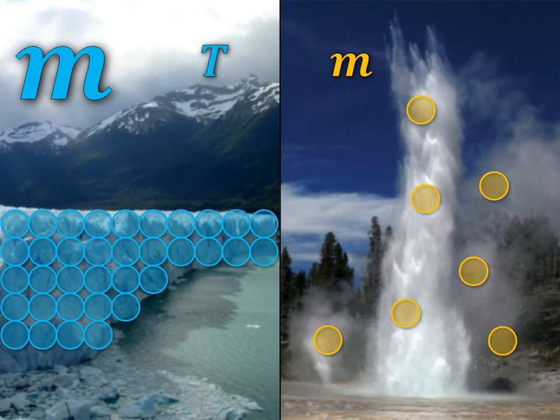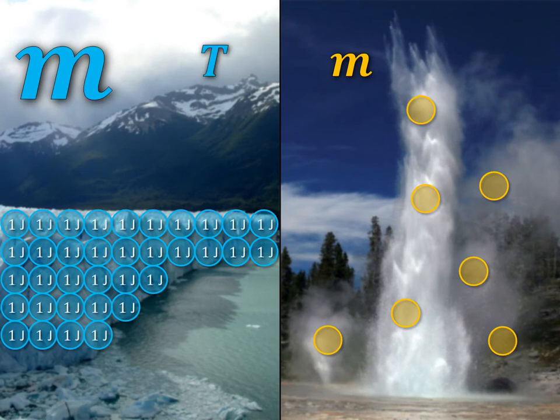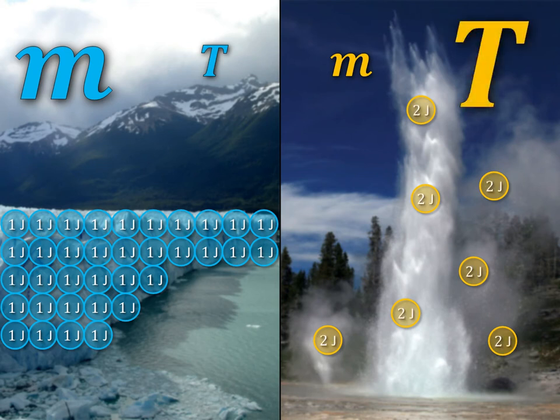We also know that the temperature of the glacier was low, which means the molecules have a smaller kinetic energy in the glacier than they do in the geyser, where the temperature is hotter. So suppose, for instance, that in the glacier each molecule has an average of 1 joule of kinetic energy, whereas in the geyser, each molecule has 2 joules of kinetic energy. So which has a greater thermal energy contained within it?